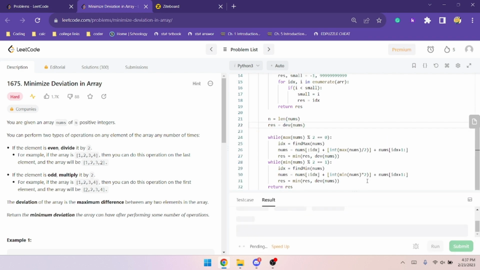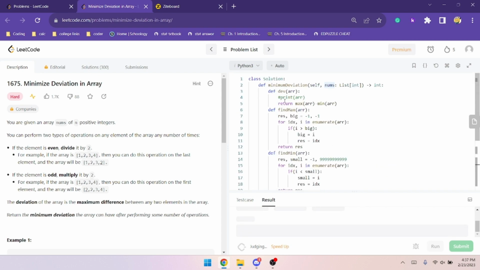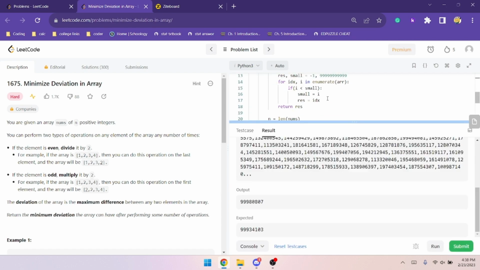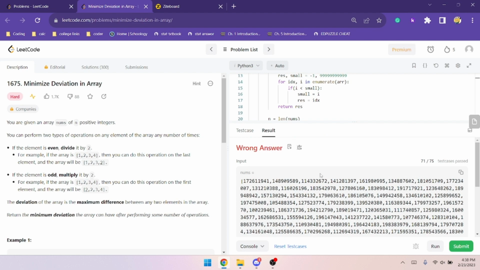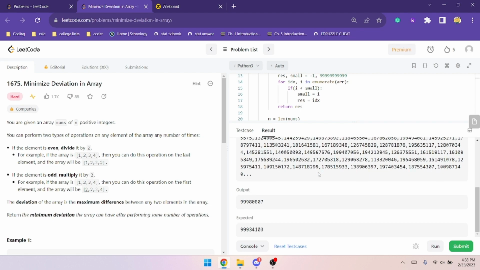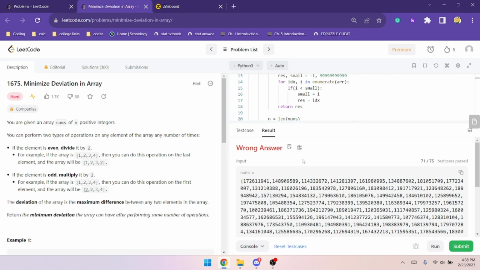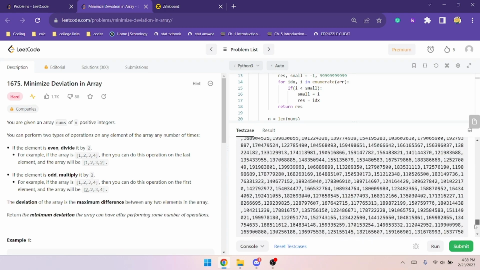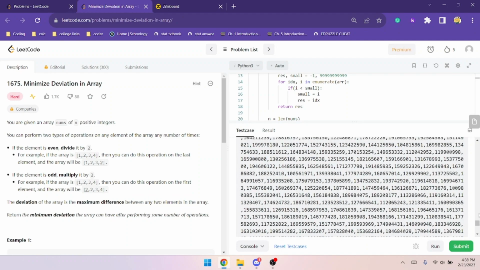So somewhere in the evens it messed up where it shouldn't have done what it did. Oh my god. Am I still getting wrong answer? What am I doing wrong? How am I supposed to decipher what I'm doing wrong? There's so many corner cases.